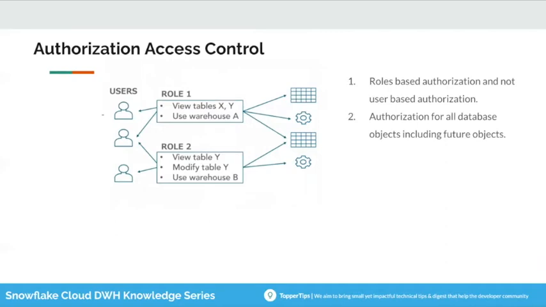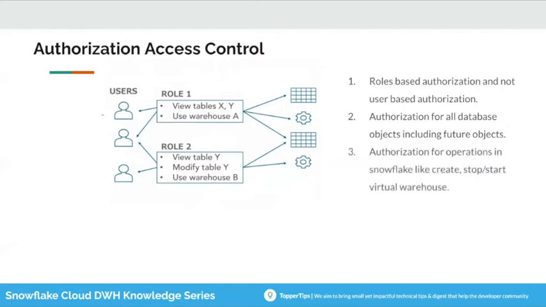So what is a future object? You have given access to a database for a user or for a role, and that role can create a table, delete a table, and all those things. You can also specify that any other future object which is going to be created in this space will automatically get a grant for all these roles. So that is called a future object.